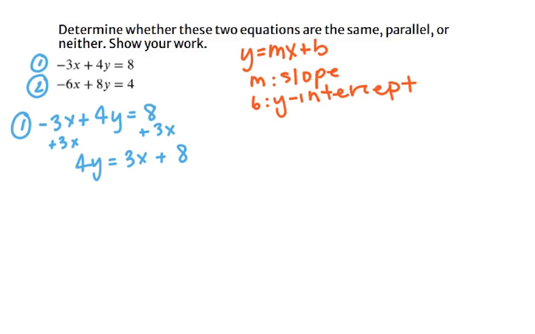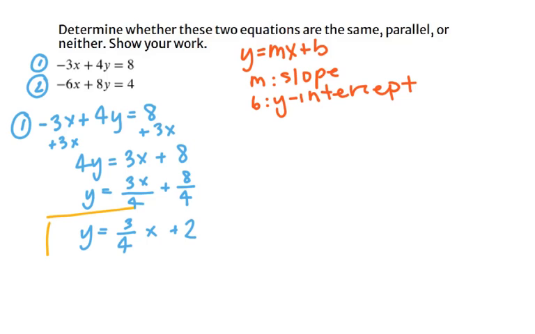Now to isolate our y, we need to divide every term on both sides by 4. Once we do that, we get y equals 3x over 4 plus 8 over 4. And we can simplify this one more time because we know that 8 over 4 is equal to 2. So we can write this equation as y equals 3/4 x plus 2. So we've written our first equation in slope-intercept form.